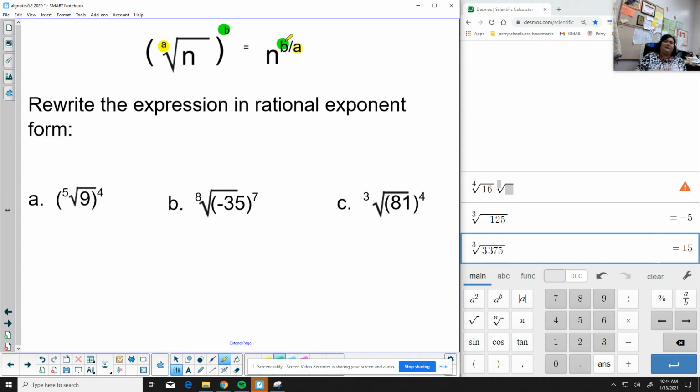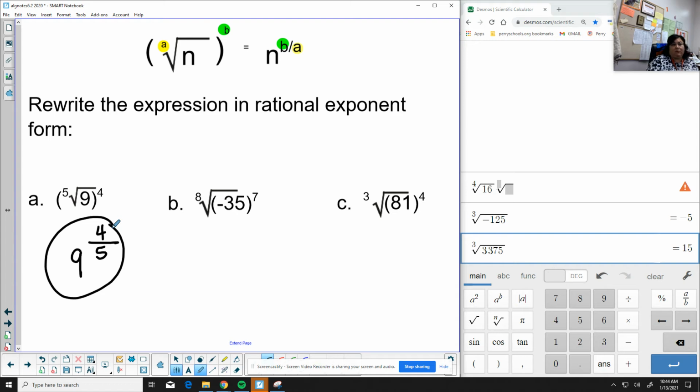Base stays the same. So if I rewrite this in rational exponent form, remember that means with an exponent rather than under the square root symbol. So my base stays the same, the index is in the denominator, and the power is in the numerator. So this would be my answer, 9 to the 4/5. Why don't you press pause and try the other two?